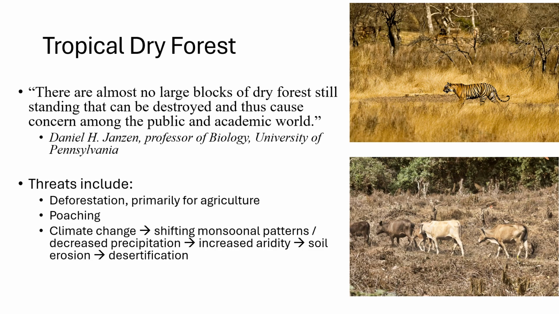Poaching is a huge one. And then climate change, which can shift monsoon patterns, which the dry forests really rely on, which means that there could be decreased precipitation, meaning that it could eventually turn into a desert after you have all that soil erosion.